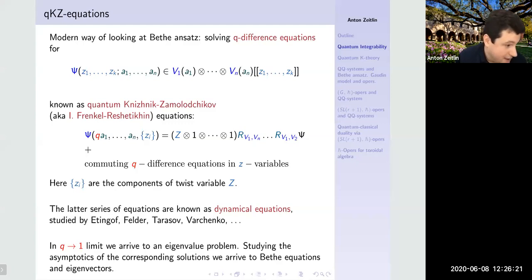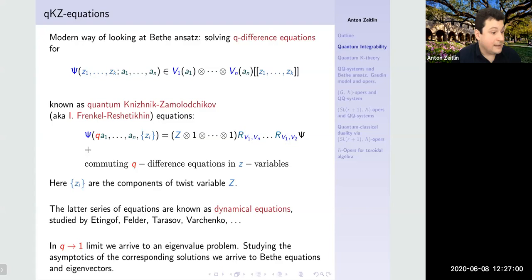So, here is the equation. And the point is, what you see in the right-hand side is actually called non-local Hamiltonians for these models, and the right-hand side commutes with transfer matrices. As a result, when you take q to unit, you obtain the eigenvalue problem. And therefore studying the asymptotics of the solutions of this equation gives you Bethe equations. This is one of the ways how Bethe equations appear in a more canonical way than the slightly old algebraic Bethe ansatz construction.